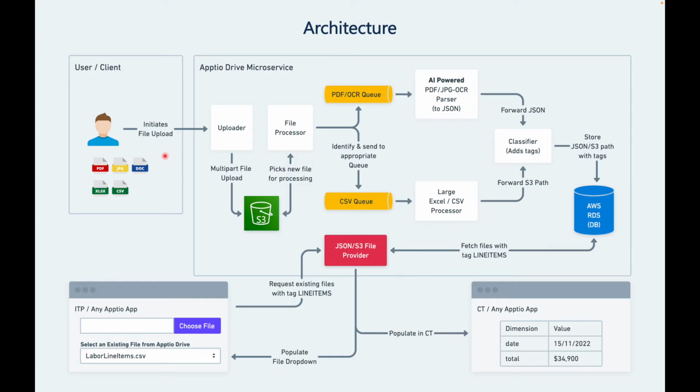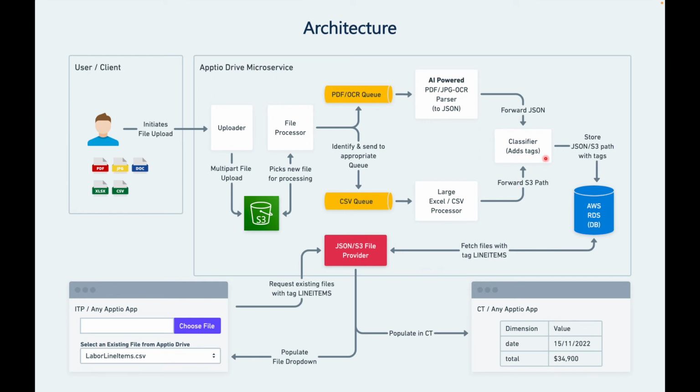Here is how the flow happens. Users can use the desktop app to upload various file types to Apptio. These files get saved in S3. The file processor picks new files and sends them to appropriate queues. PDF or images are forwarded to text parsing and CSV Excel files to the CSV queue. The AI-powered parser converts the PDF or image to JSON form and forwards to the classifier. The large CSV processor is responsible for splitting the huge file into smaller manageable chunks. They are then also sent to the classifier.